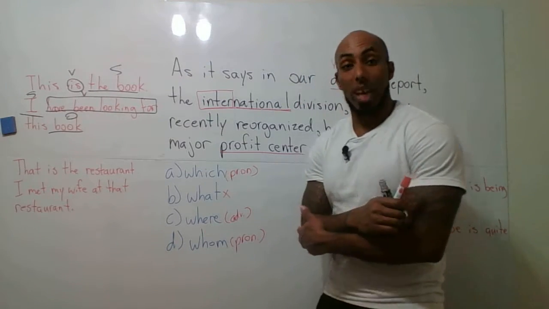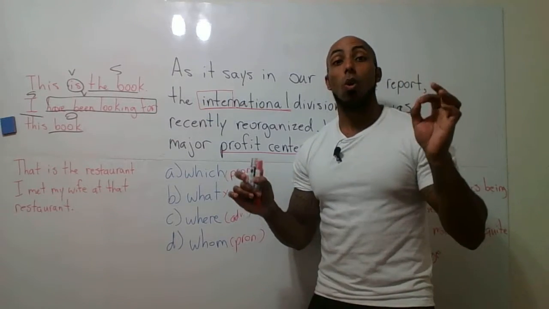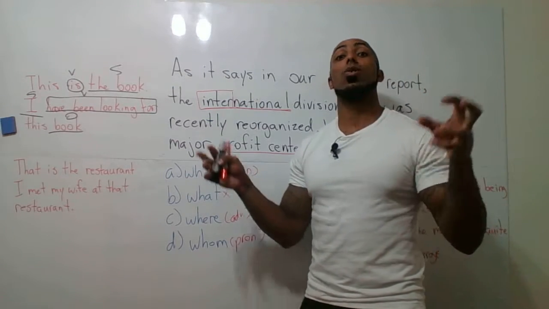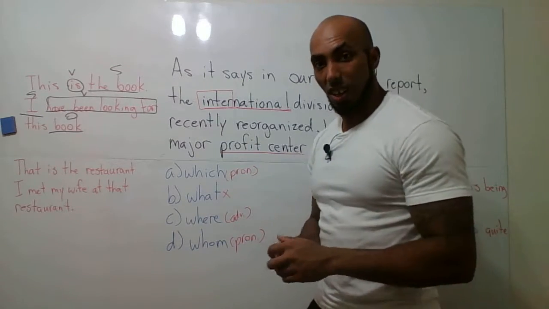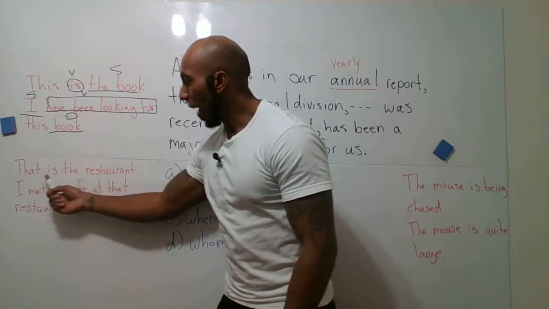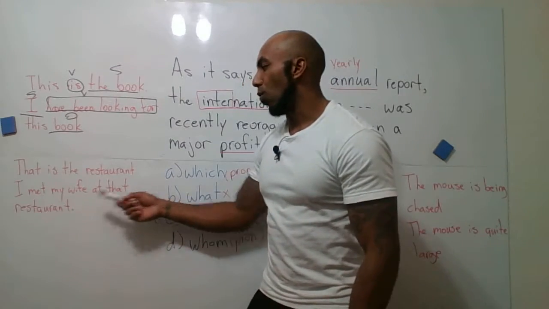We said "where" is an adverb, and it's not used to replace a subject or an object. It's used to tell us the relationship between a subject and an object. Okay. Let's look at our next example. That is the restaurant. Okay. I met my wife at that restaurant.